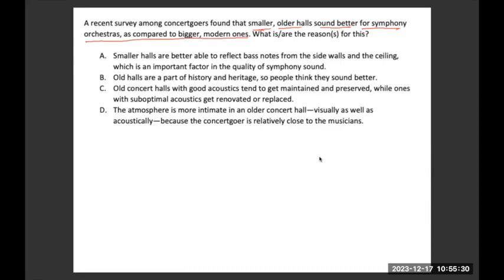Mahi, partially correct answer. In this case, all the options are correct. A, B, C, D. All options are correct in this case. Smaller halls are better able to reflect bass notes from sidewalls and ceilings, which are an important factor in the quality of symphony sound, which is what exactly is provided above. Okay. Old halls are a part of history and heritage, so people think they sound better.